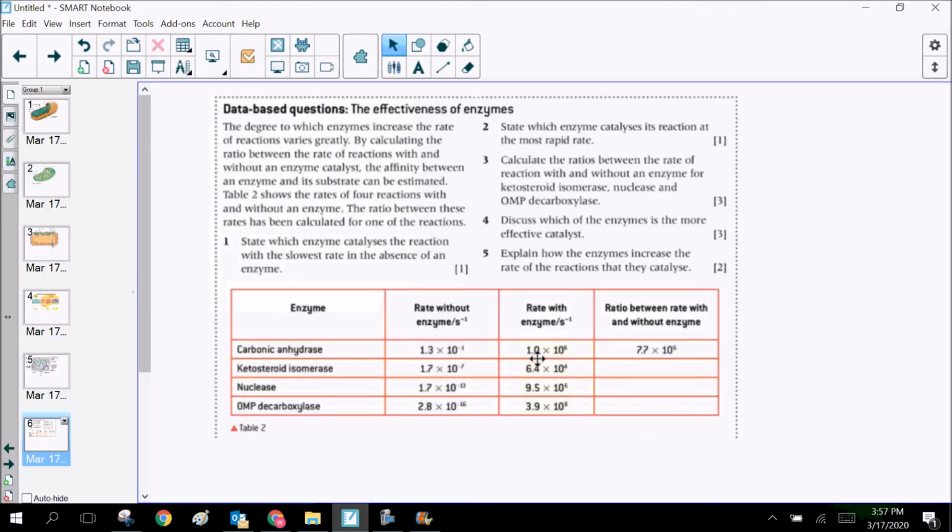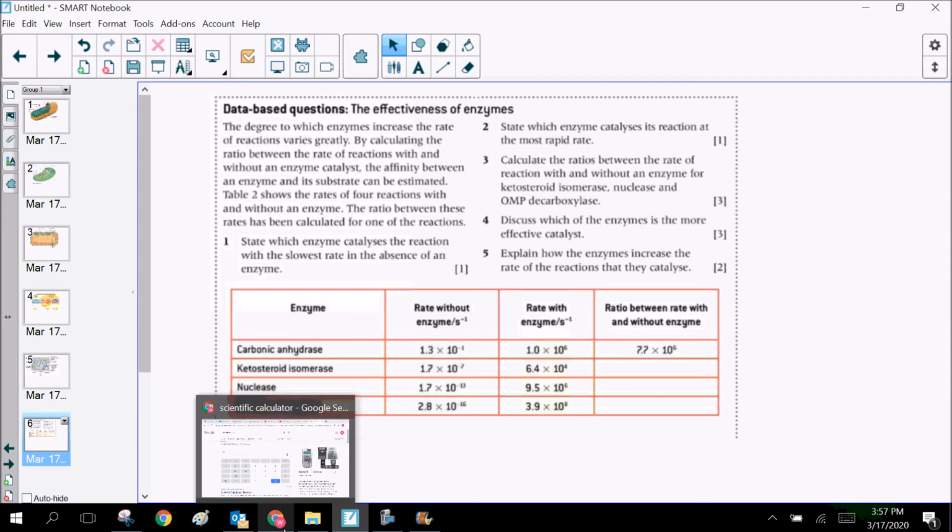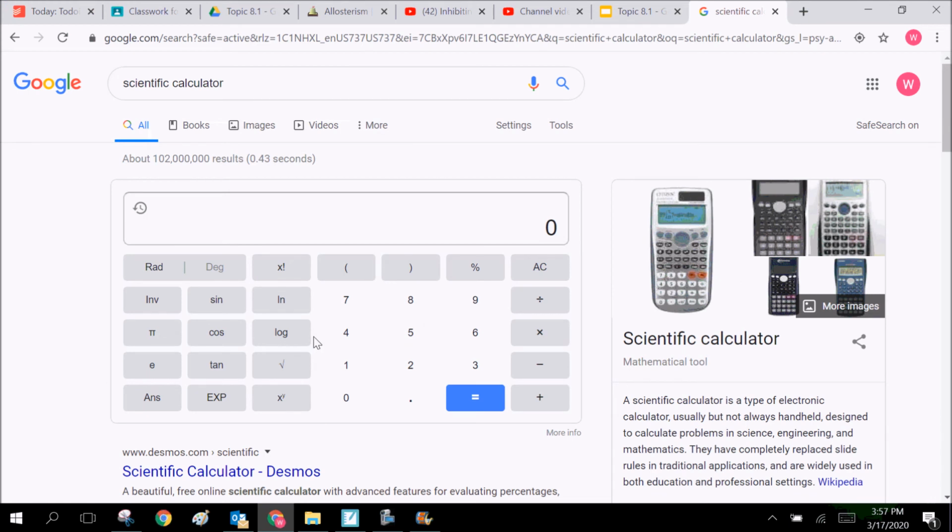Okay, so let's see how they got this one. So they say this is the ratio between how they get it. So this is the rate with enzymes, which is 1.0 times 10 to the 6th power. If you guys are familiar with scientific notation, that's what this is. So I'm going to go ahead and type that in, 1.0 times 10 to the 6th power.